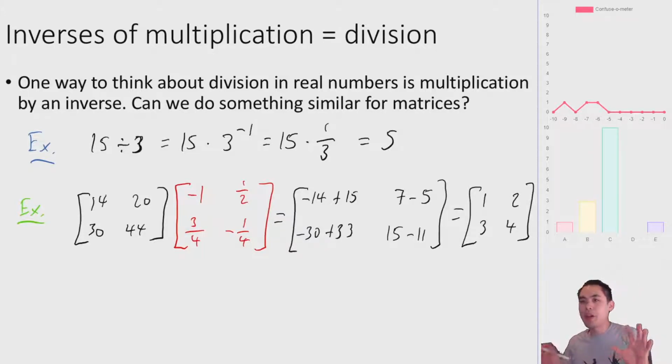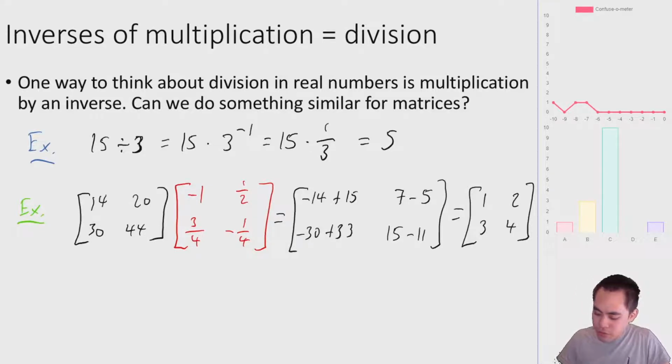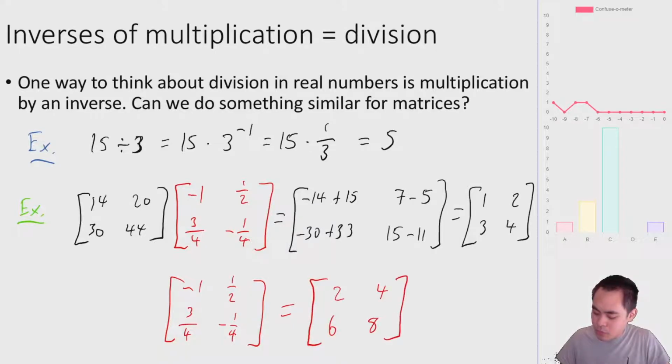So somehow I was able to find this matrix, minus 1, 1/2, 3/4, minus 1/4, that when you multiply by it, seems to undo the operation of multiplying by 2, 4, 6, 8. Therefore, we're going to call that, and we haven't defined this yet, the inverse matrix of 2, 4, 6, 8. We're going to use the notation to the minus 1 because that's basically the matrix that you multiply by to reverse the operation of multiplying by 2, 4, 6, 8.